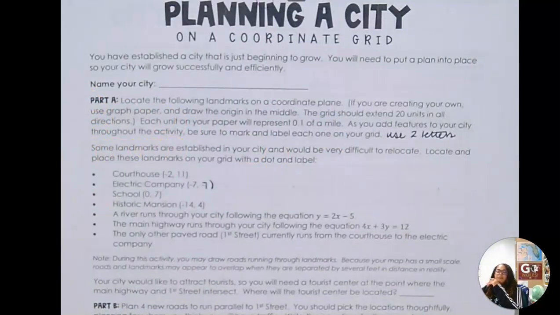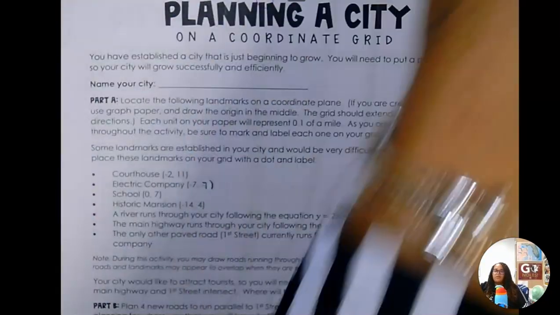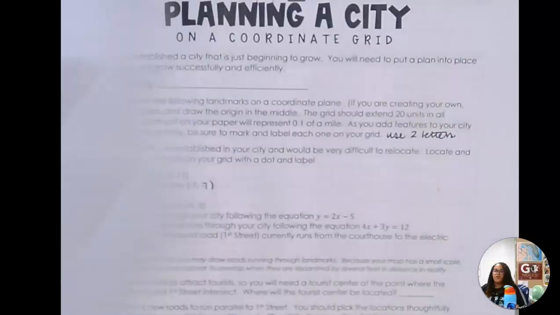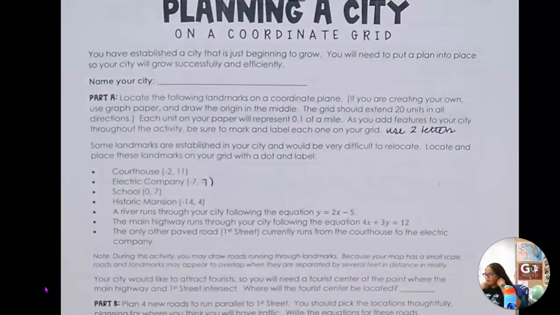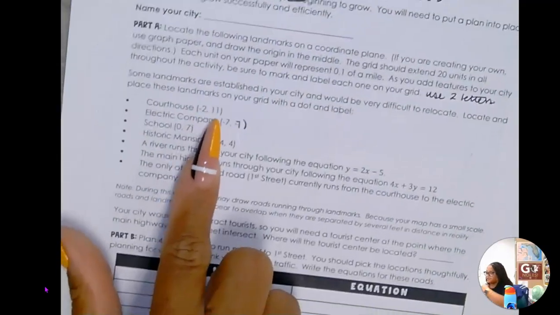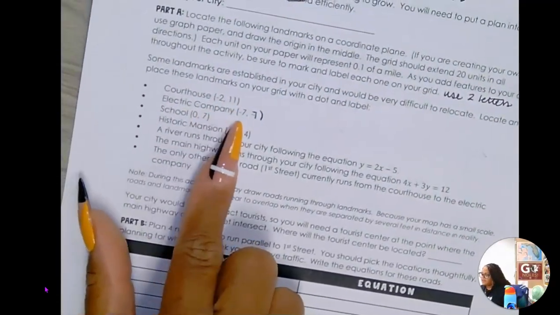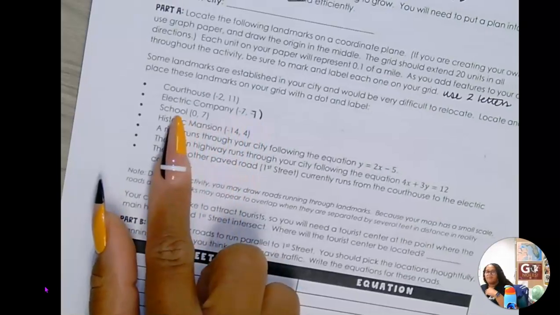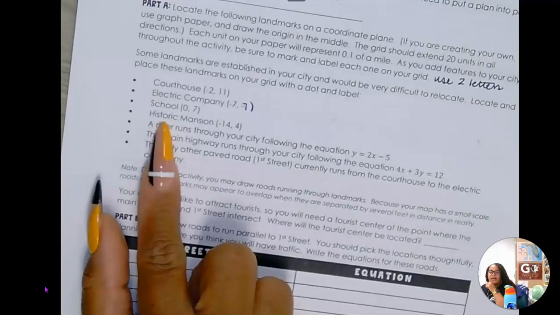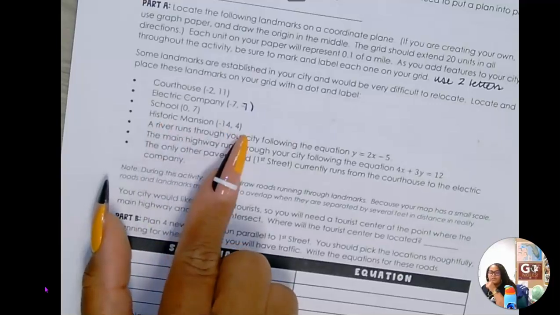Some landmarks are established in your city and would be very difficult to relocate. Locate and place these landmarks on your grid with a dot and label. Okay, my courthouse is located at (-2, 11). Electric company is at (-7, 7). Your electric company is different. My school is at (0, 7). My historic mansion is at (-1, 4.4).